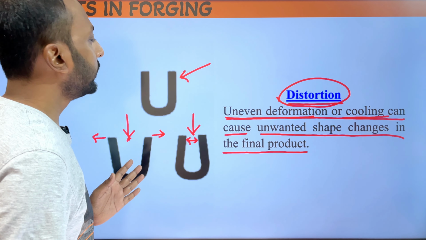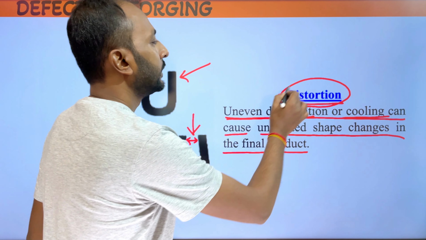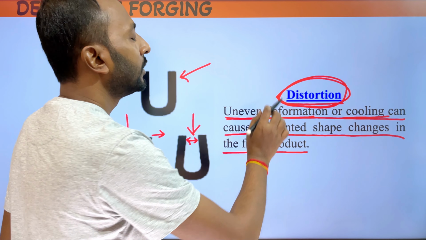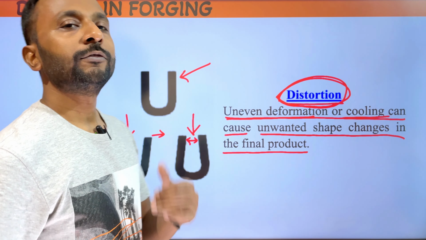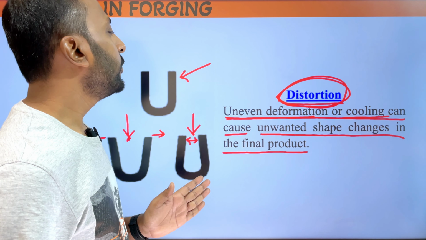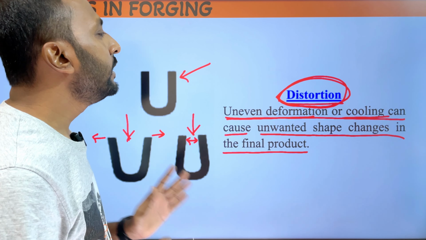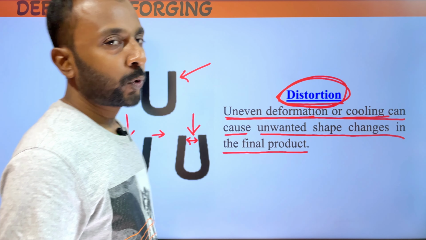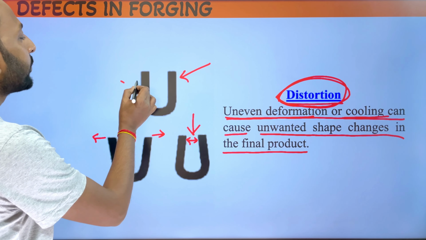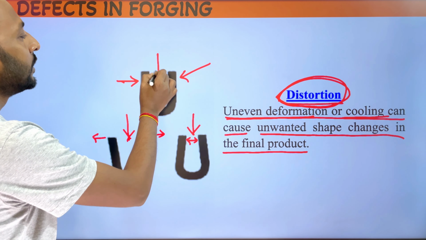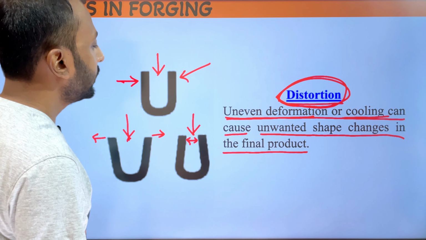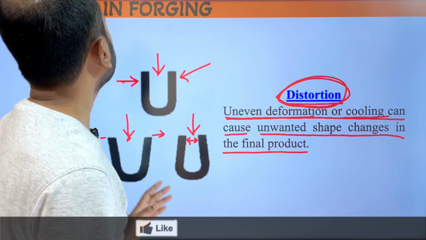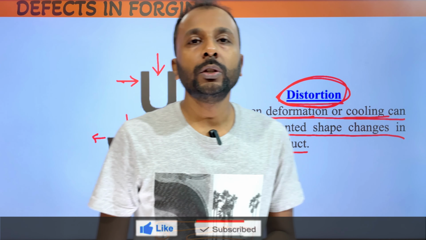So if we want to get rid of distortion forging defects, then we have to deform the product properly and cool the product properly to get the perfect shape of the product after the forging operation is done. So these are the defects in forging operation.